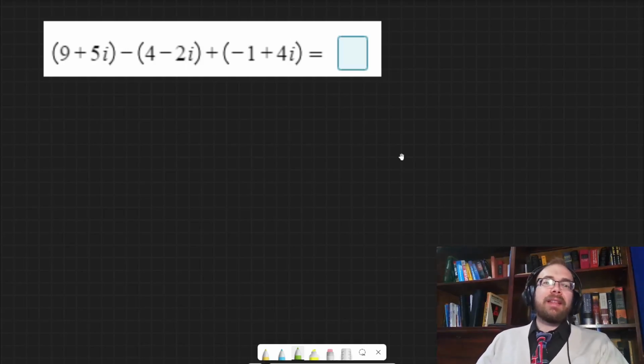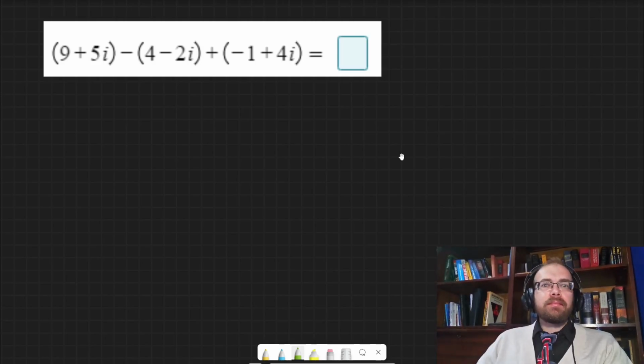Hey there. There's another quick problem we're going to do today on complex numbers and how to put them together. So there's three complex numbers here. There's 9 plus 5i, there's 4 minus 2i, and there's negative 1 plus 4i.